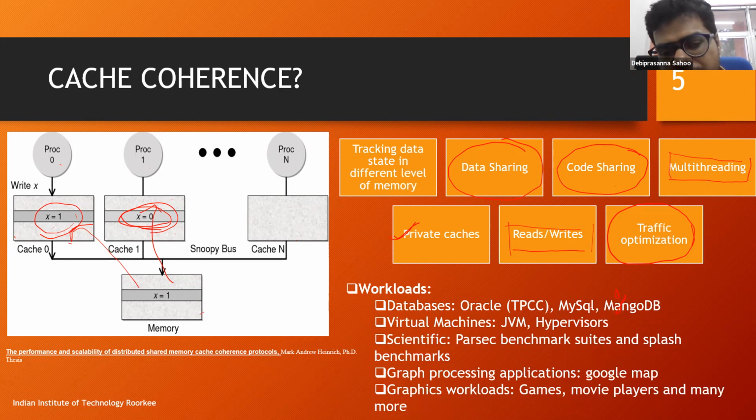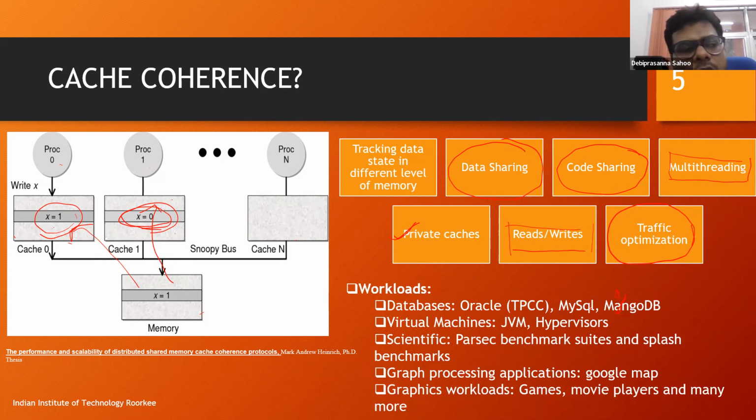Similarly, virtual machines, JVM, hypervisors, they also have a lot of data sharing. Scientific benchmarks like the Parsec benchmark suite and Splash benchmark suite have got data sharing. Similarly, graph processing applications like Google Map and graphics workloads like games, movie players, and many more, they have a significant amount of data sharing. So in these data sharing scenarios and multi-threading scenarios, we encounter coherence problems. So we need to design a coherence protocol.